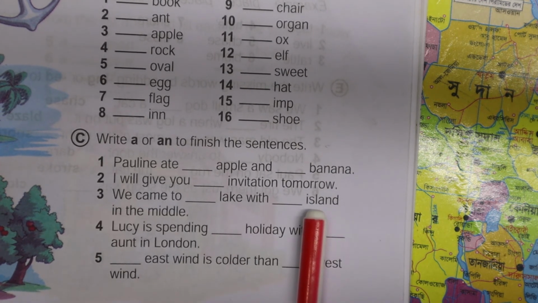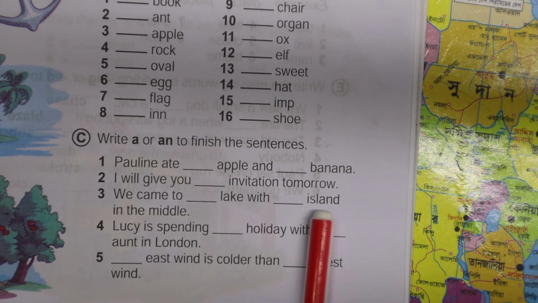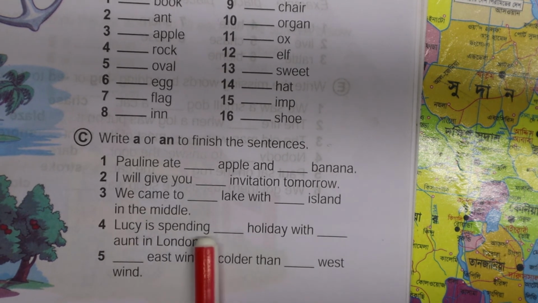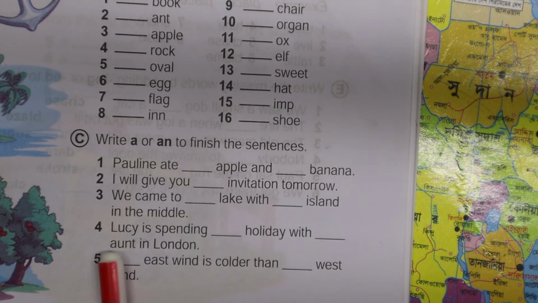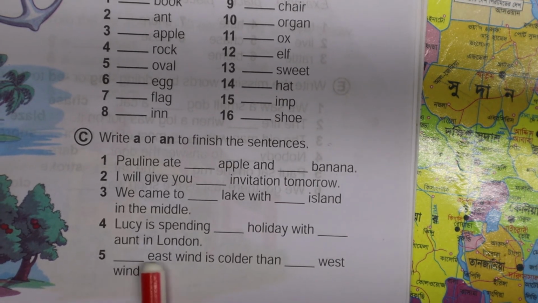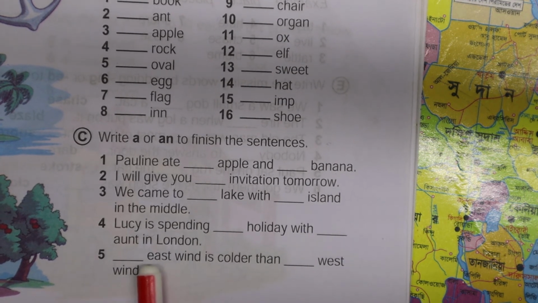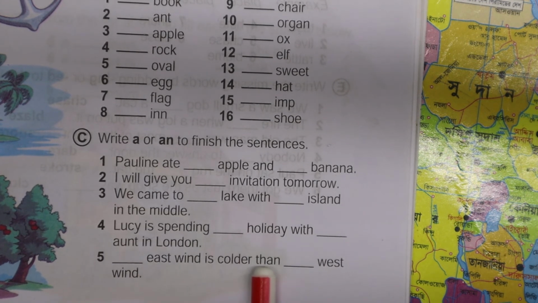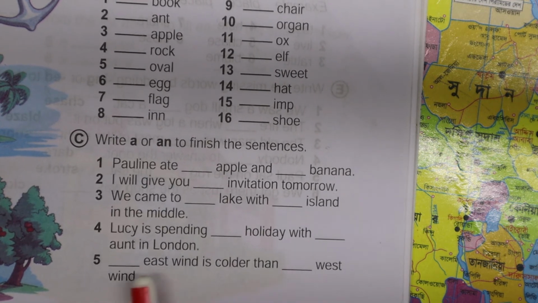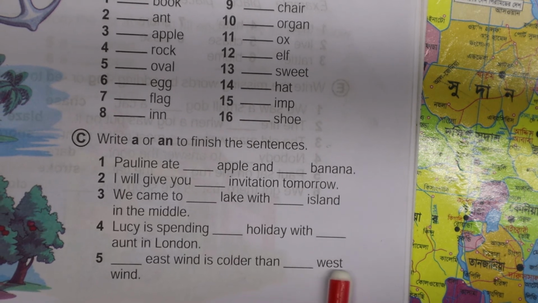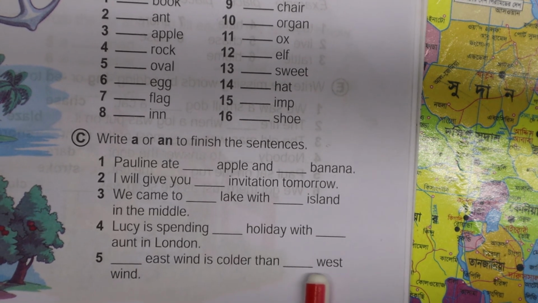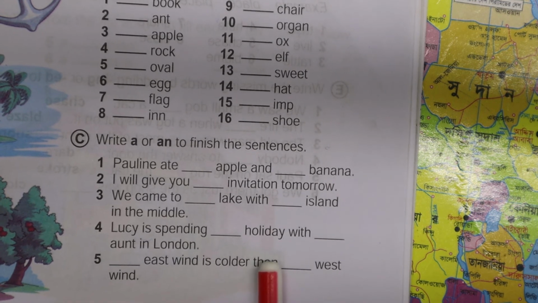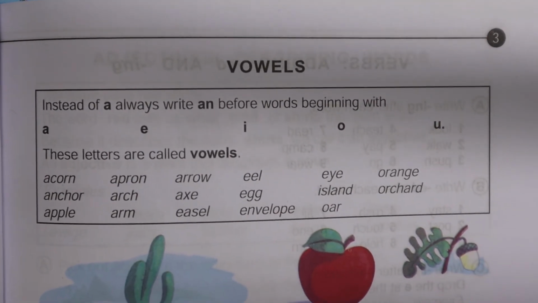So, you can get very good tutorials regarding silent words on Radia Academy. An island in the middle. Lucy is spending a holiday with an aunt in London. An east, the beginning letter is a vowel. That is why we can put N here. An east wind is colder than the west wind, or a west wind, because W is a consonant. That is why we can put a here. So again I will discuss vowels.